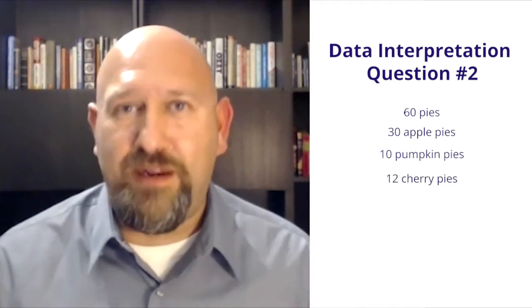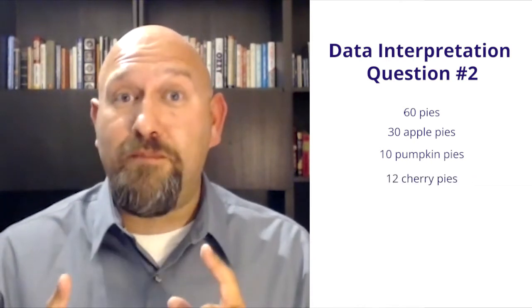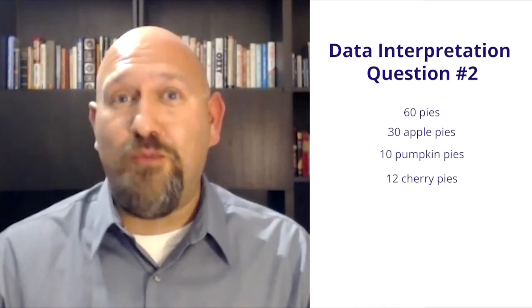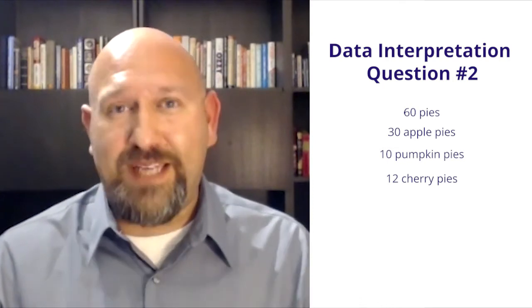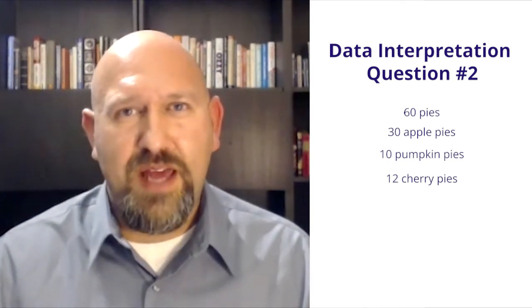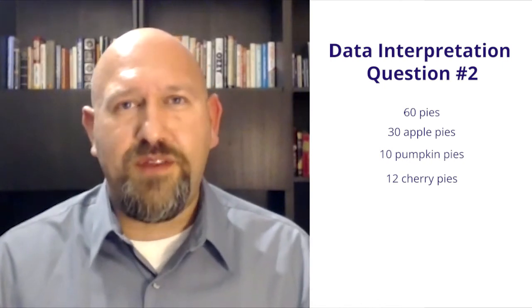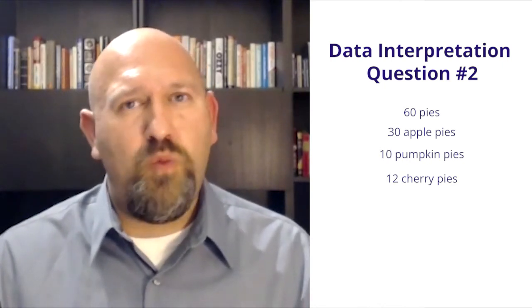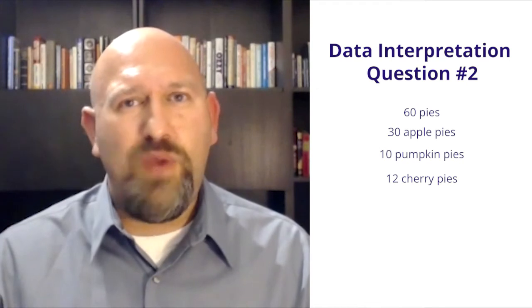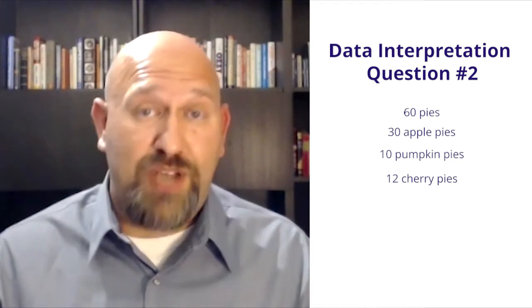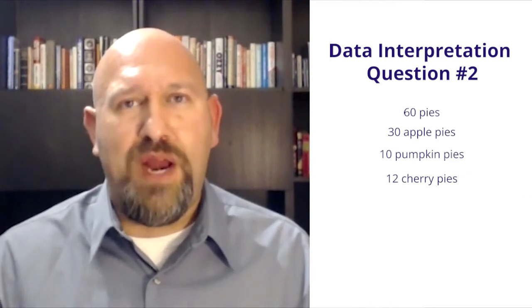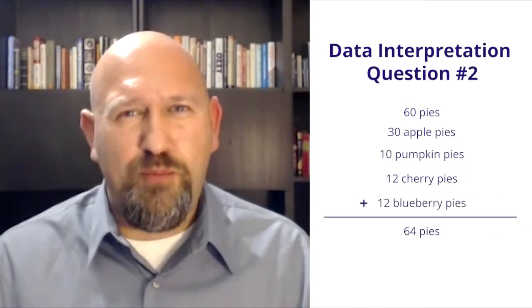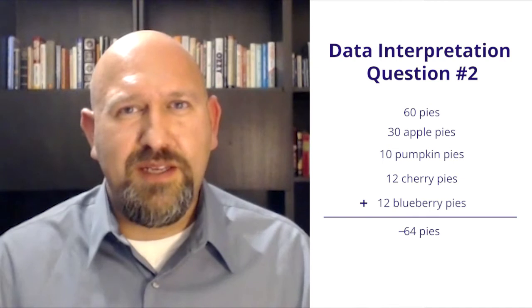I don't care how good anybody is at algebra, I would put money on this. You could probably do more quickly and with less chance of error 1/2 of 60 and 1/6 of 60 and 1/5 of 60 than doing 1/2 of x and 1/6 of x and 1/5 of x. So where do we now stand? Well, we had all those apple and pumpkin and cherry pies, 30 and 10 and 12. Throw in the 12 blueberry. Do we end up with 60 total pies?